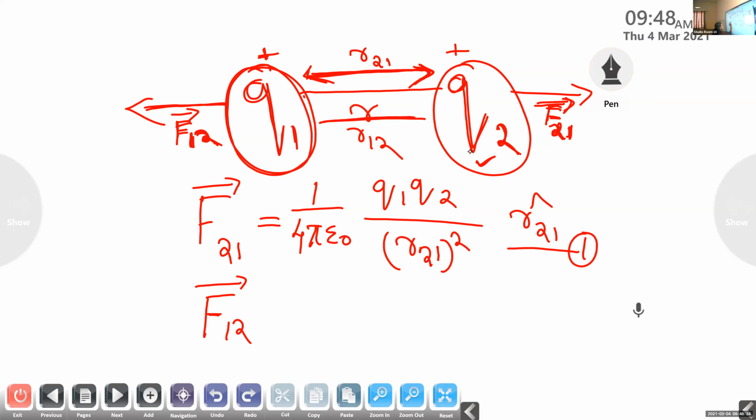Since we take the force in a vector form, as we already studied in the +1 standard when studying vectors, if we are representing any quantity in vector form, we must represent it with the help of a unit vector. So R21 cap is the unit vector of this force vector F21. Do you remember that? Clear?